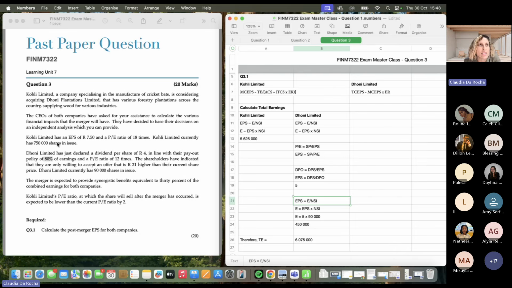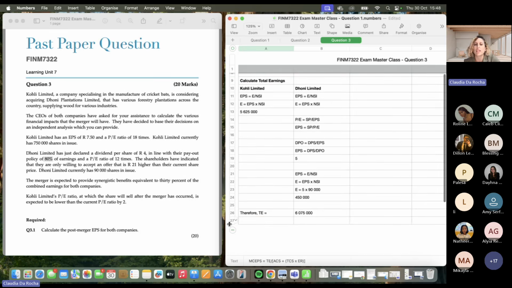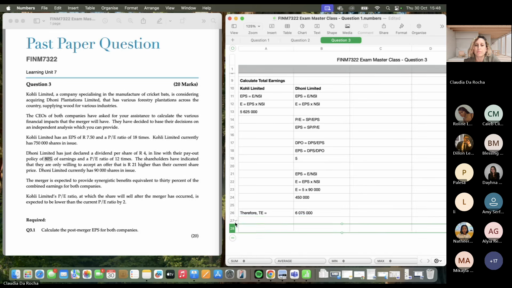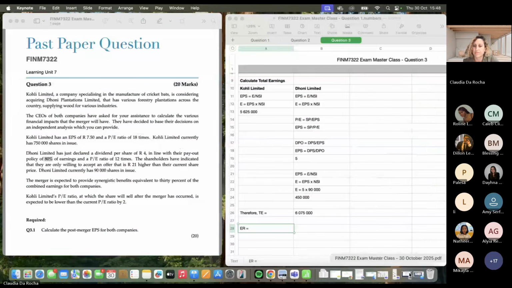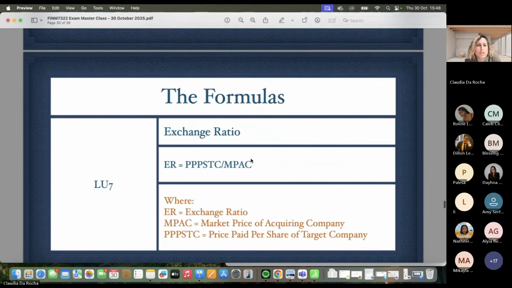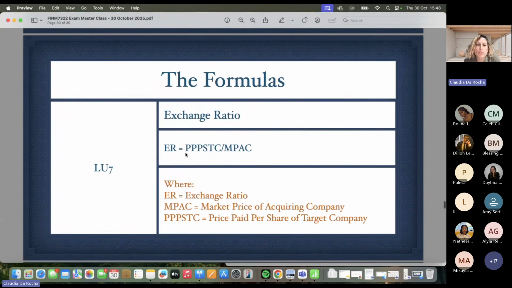Right, next thing in the formula is my acquiring company shares, which I have. It's the 750. I have target company shares, which is 90, but I then need to multiply my target company shares by the ER. So we have to calculate the ER. We need to remember the formula: it's your price paid per share of your target company divided by your market price of your acquiring company. So you mustn't forget that.